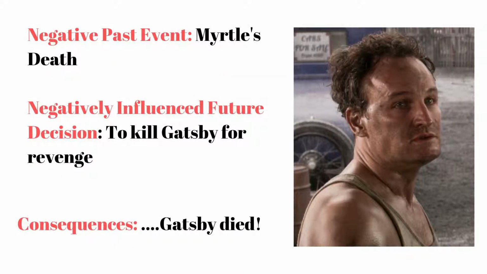Now let's talk about George Wilson. George's example is actually a lot more straightforward. The negative event in his past was the death of Myrtle, which caused him then to make a bad decision in his future, which was to go kill Gatsby. And we all know that killing is bad.